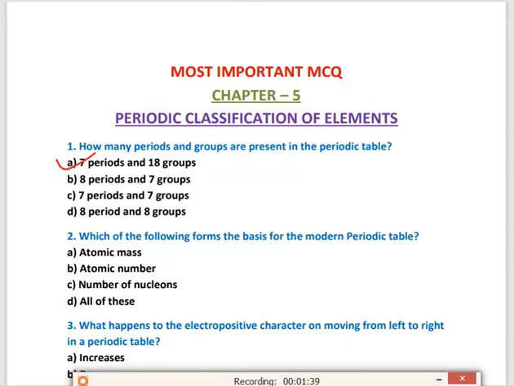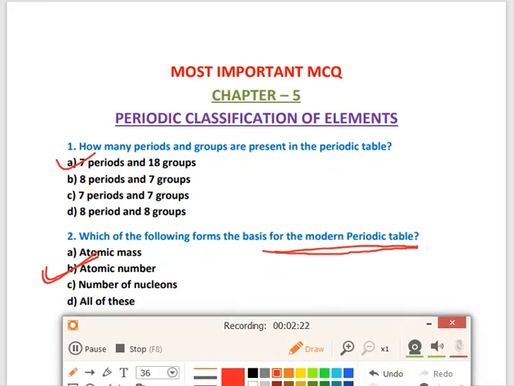The second question is, which of the following forms the basis of the modern periodic table? As we have read, according to Mendeleev's periodic table, atomic mass was the basis, but according to the modern periodic table the concept was completely changed, and atomic number became the basis. And what is the definition of atomic number? Atomic number is equal to the number of protons present in the nucleus of an atom. The modern periodic table is based on the atomic number of elements, as according to the modern periodic law, properties of elements are periodic functions of their atomic number. So remember that for the modern periodic table, atomic number was the basis.